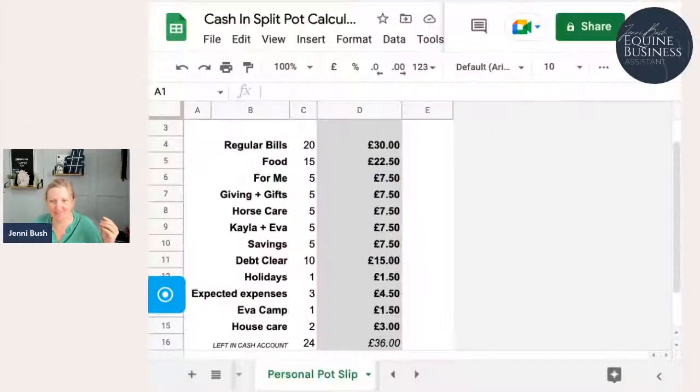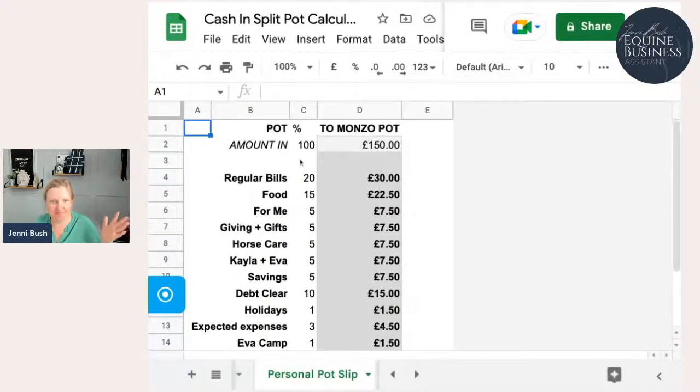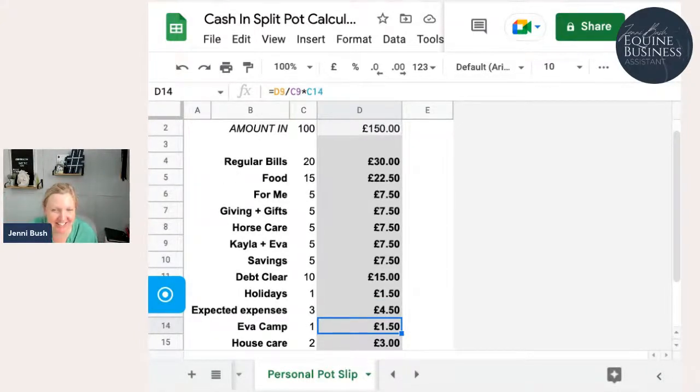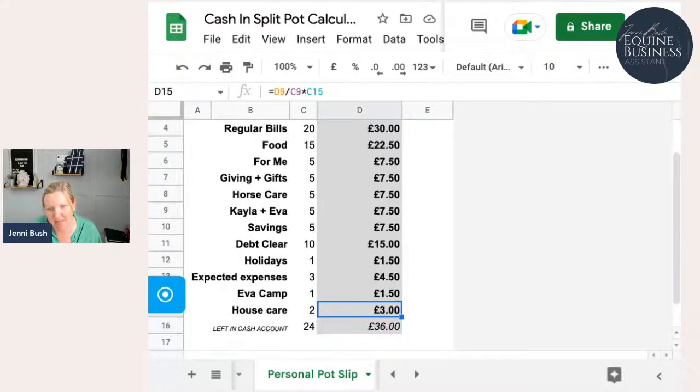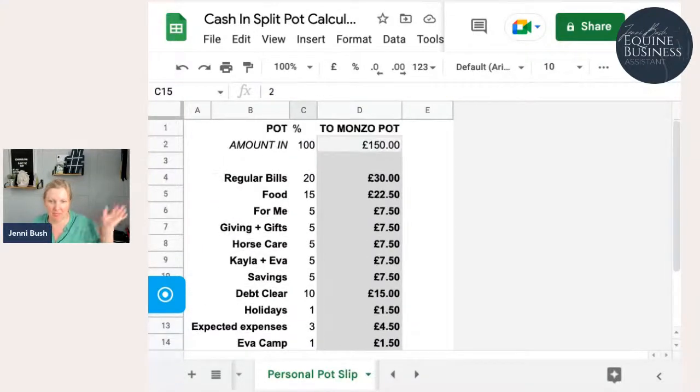So this is the one for myself. When I get some money in and I pay myself a little bit of money, I'll go, okay, 20% into regular bills, food, me, giving and gifts, horse care for the girls, for my savings, to clear off any debts, because I do have a credit card. Shocker, I know. Expected expenses, I put money into a pot for that. I put money away for camp, because camp is always quite a nice little lump sum that I have to find. And then for house care, like paying my cleaner and things like that. And then there's always a little bit left in my own, like, just account.